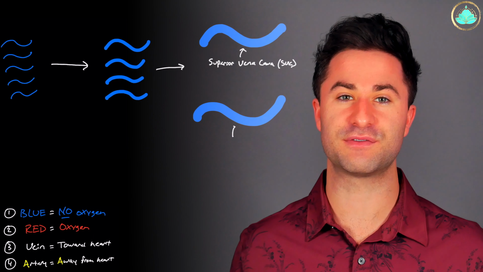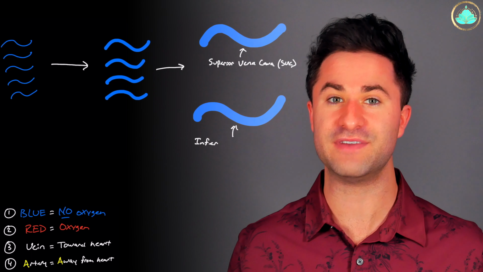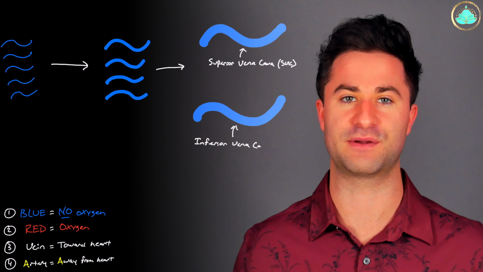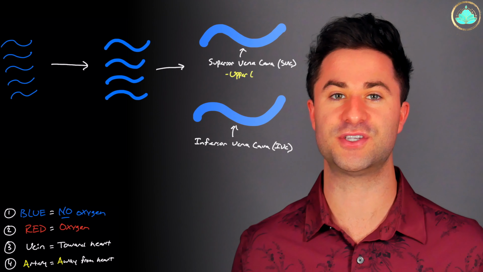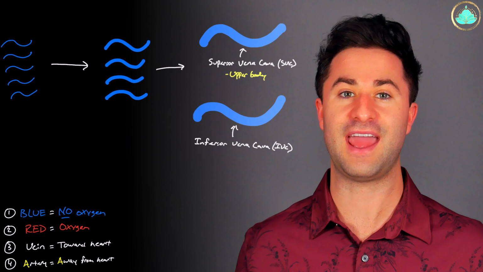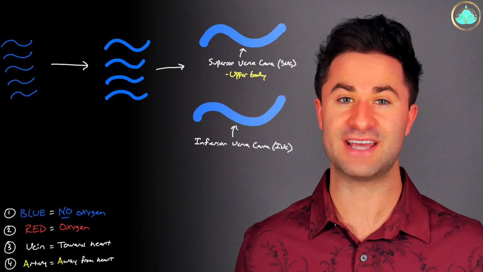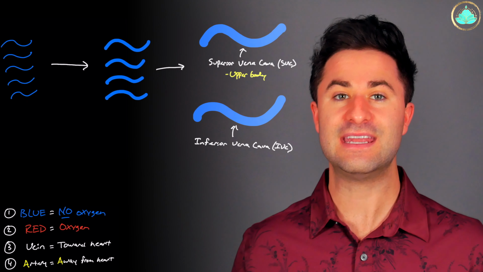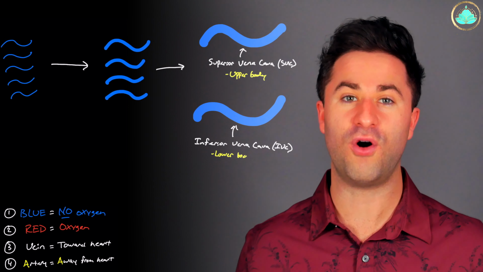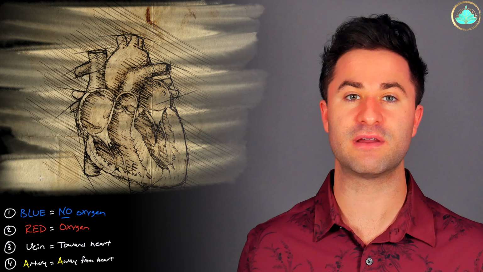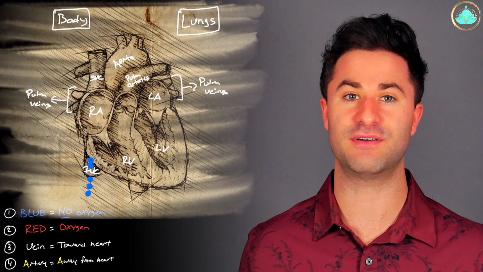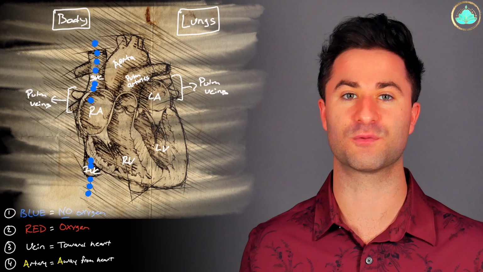These 2 major veins are called the superior vena cava and the inferior vena cava. The superior vena cava carries all deoxygenated blood from your head, neck, chest, and your upper limbs. And the inferior vena cava carries all of your blood from the lower half of your body. Both the superior and the inferior vena cava drain blood into the right atrium.